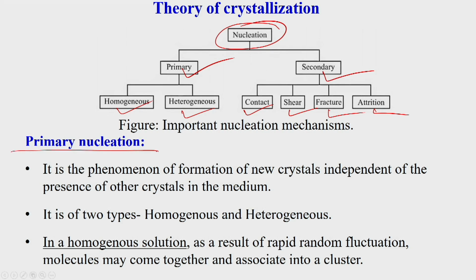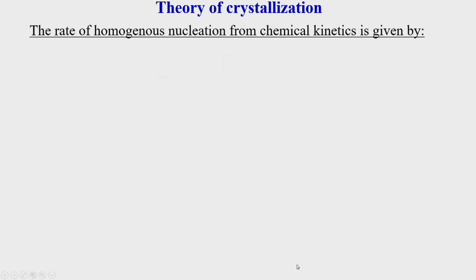Primary nucleation is the phenomenon of formation of new crystals that is independent of the presence of other crystals in the medium. By any means, a new crystal or tiny solid surface is created without the help of any other solid surfaces. It is of two types, homogeneous and heterogeneous. In a homogeneous solution, as a result of rapid and random fluctuation, molecules may come together and associate into a cluster. The rate of homogeneous nucleation from chemical kinetics is given like this.